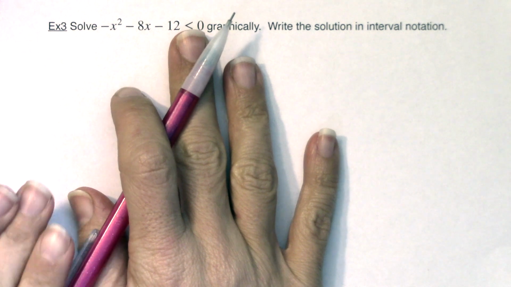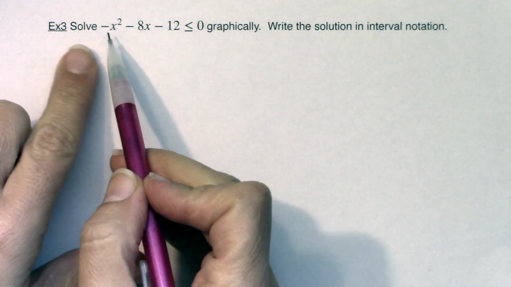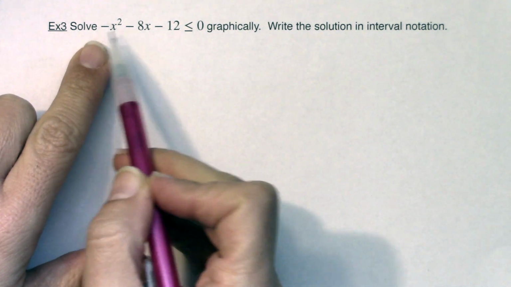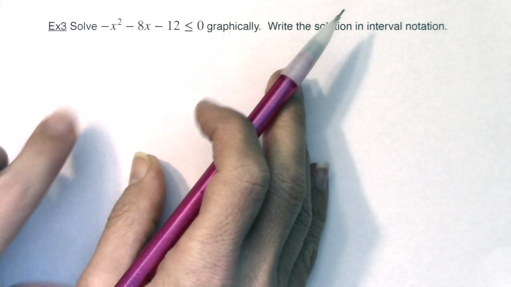Dogs, let's take a look at example 3. So again, we want to solve this quadratic inequality. I do want to take note that this time we have a lead negative. Now, I'm being asked to do this graphically, so I'm going to still make a graph.